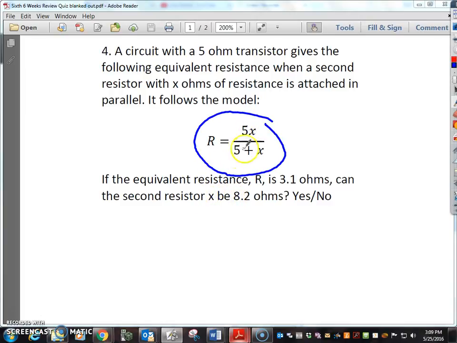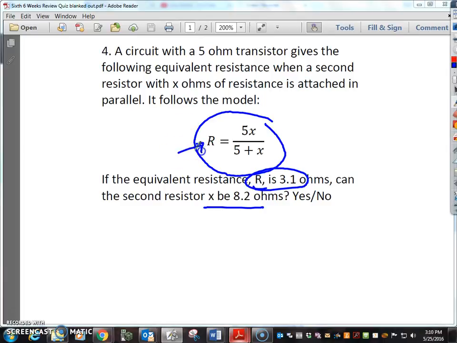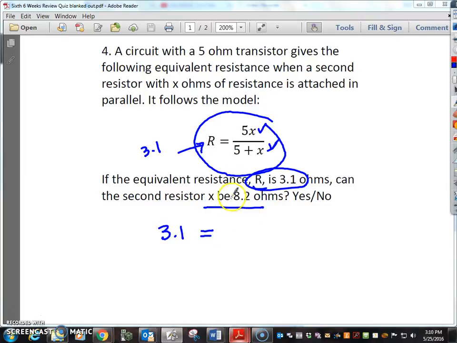This is a circuit. So R is the equivalent resistance, the final resistance of both resistors put together, and X is the second resistor. So how do we check if this is true or not? Well, we'll just plug it in, right? R is 3.1, so I'm going to stick a 3.1 in there. And X is 8.2, so I'm going to stick an 8.2 right here and right here. And I'm going to see if it's true. So 3.1 is equal to 5 times 8.2 over 5 plus 8.2. I want to know if this is true.